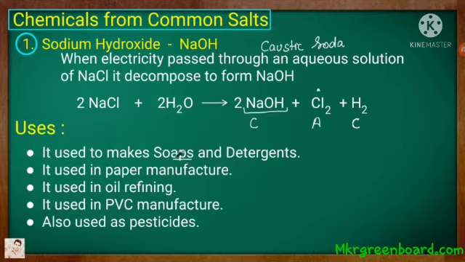Second use, it is used in paper manufacture. Mainly sodium hydroxide is used in paper manufacture. It is used in oil refining factories. It is also used in PVC manufacture. It is polyvinyl chloride, mainly pipes. In that, sodium hydroxide is used. And also used in pesticides.